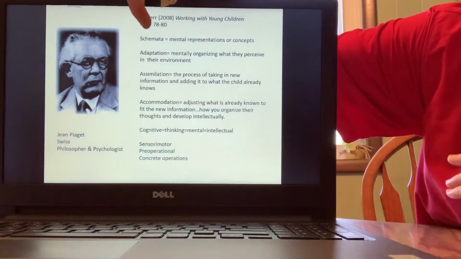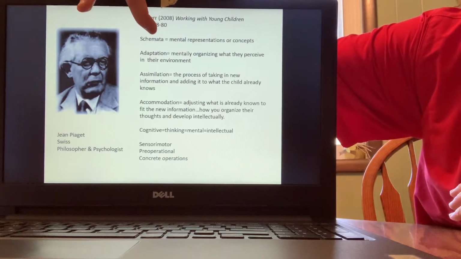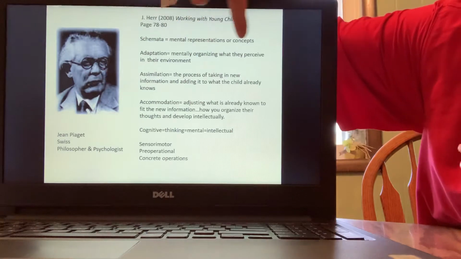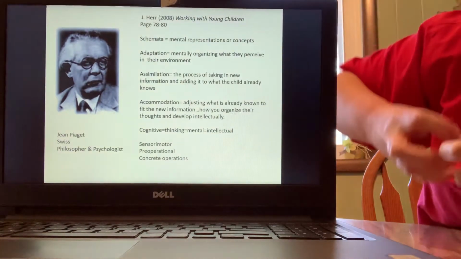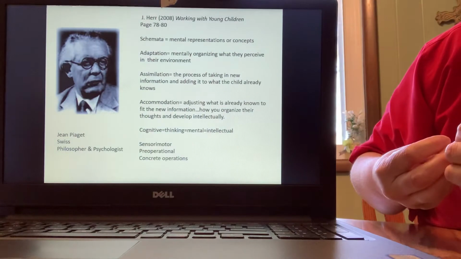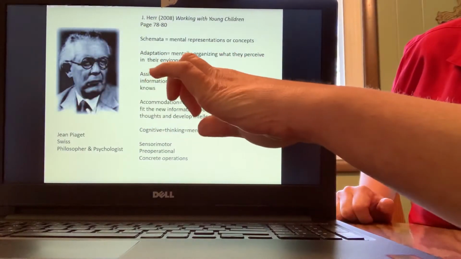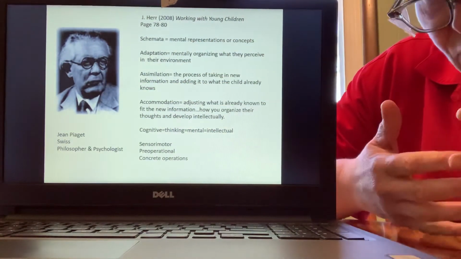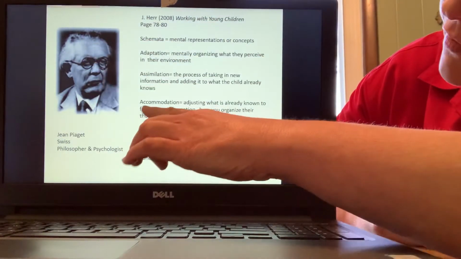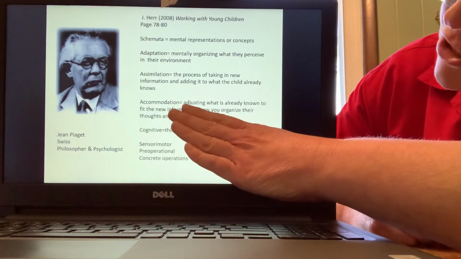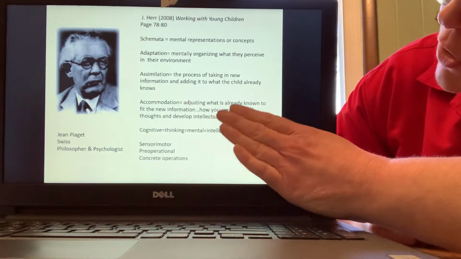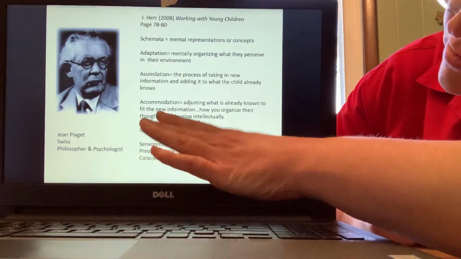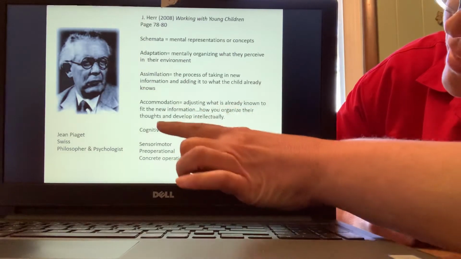So when the child is learning, they're going through schemata. Then they have an adaptation process where they're mentally organizing what they're taking in or perceiving from their environment. Then an assimilation occurs where that new information, they're adding it to what they've already learned. Then they have accommodation. So there's adjusting what is already known to the new information, how you organize the thoughts and develop intellectually.